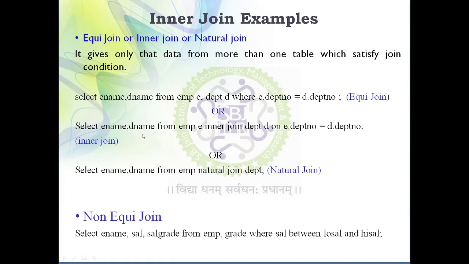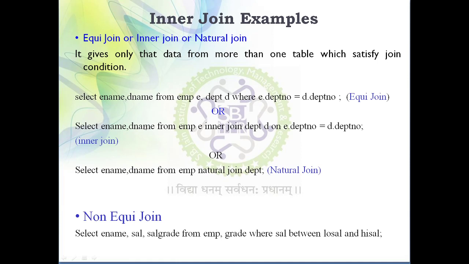Now another variation is the inner join. So the task is same, the purpose is same, only the way of specifying the query is different. The problem is again the same: I want to display employee name along with the department name. So how can I write a query?